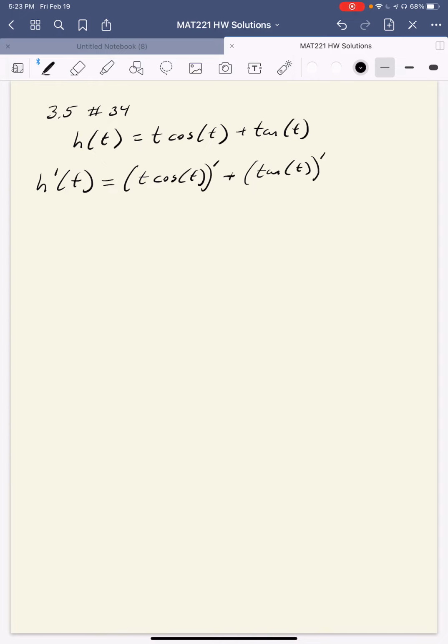Okay, now finding the derivative of the first term, I'm going to use the product rule again. So I have these two functions in here, t and cosine t. So I have h prime of t is equal to, now the product rule tells me that I'm going to take the derivative of the first term, so the derivative of t multiplied by cosine t. And I'm going to add to that t multiplied by the derivative of cosine t.